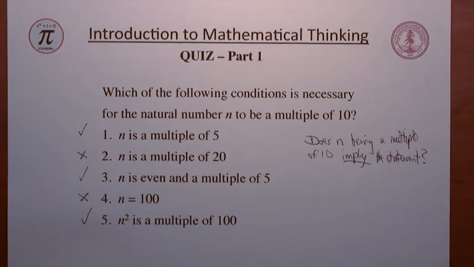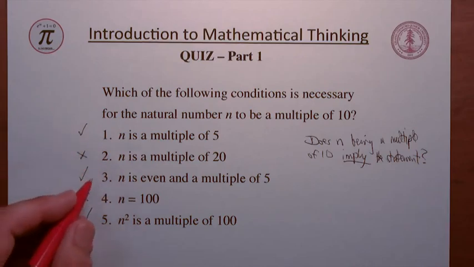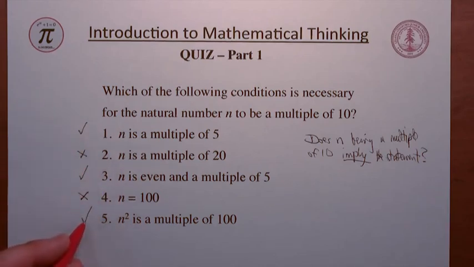So the 3 conditions that are necessary for the number n to be a multiple of 10 are condition 1, condition 3, condition 5. Okay, let's move on to part 2.